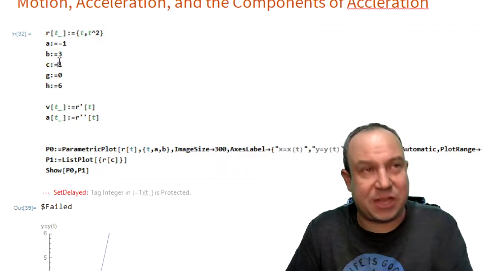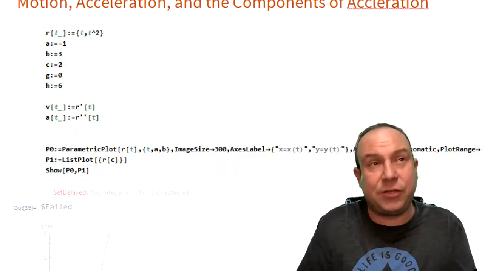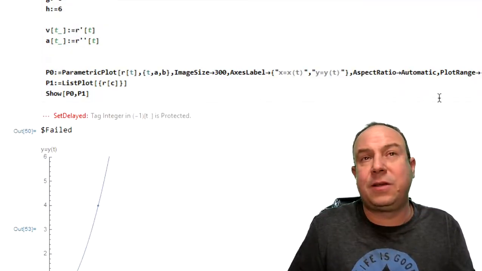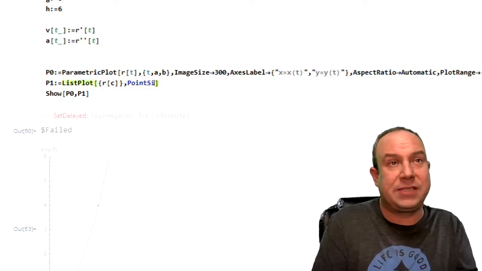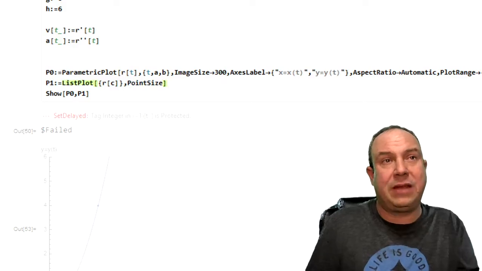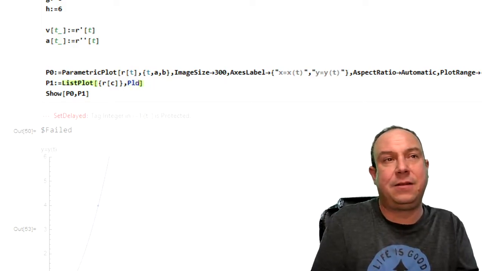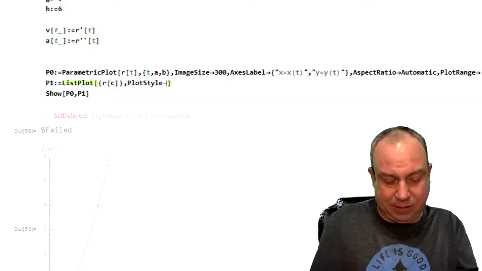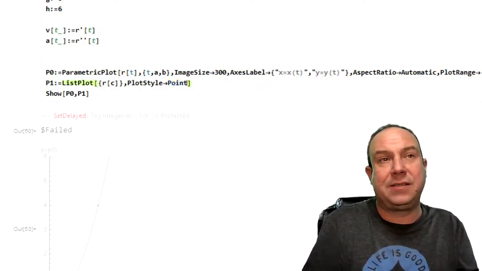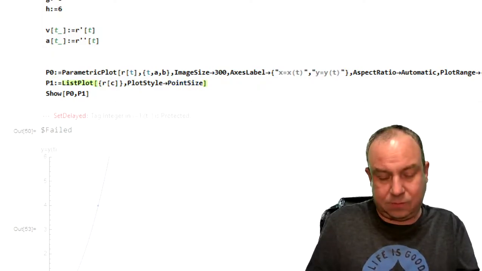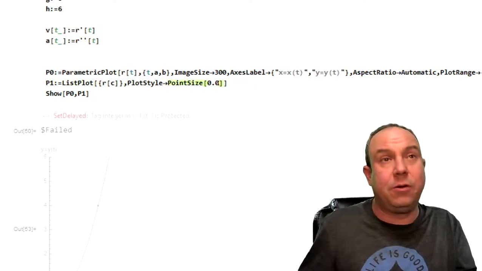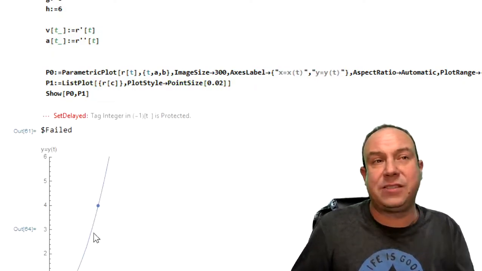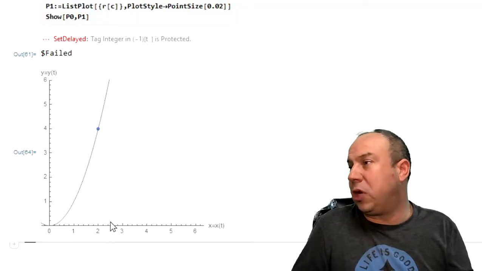If I wanted to change that to the location 2, that certainly can be done. If I want to make the point a little bigger, we might say point size. Oh, wait. We'd have to put that in a plot style. And do point size. 0.002 is usually a good guess. We get a decent looking point in there.